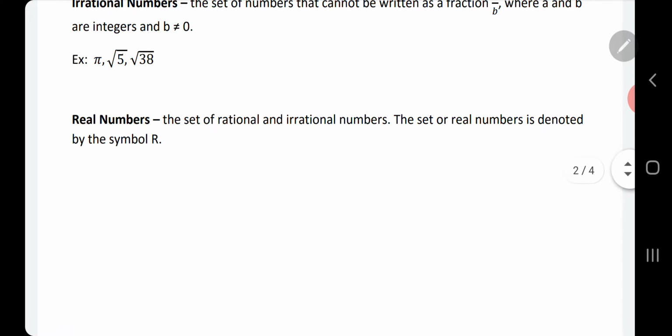All right, the real numbers are the set of rational and irrational numbers. The set of real numbers is denoted by the symbol R. So to keep track of all our rational and irrational numbers, we call them the real number system.